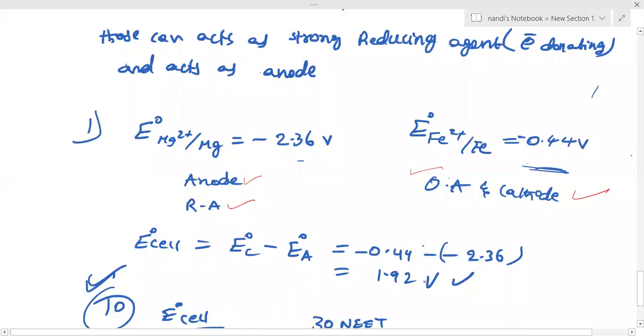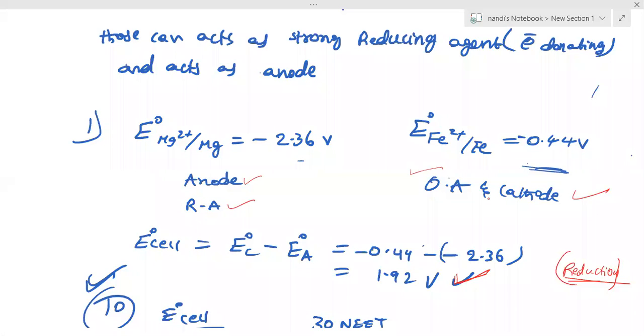How to calculate E cell, sir? E0 cell value. Both are reduction potentials, which means E0 cathode minus E0 anode. E0 cathode is minus 0.44 and E0 anode is minus 2.36. This is the value we are getting. Understood? Now take the table, and note down this one. The explanation also you can note down, otherwise you can't remember. Why we are choosing iron as cathode? Because it has a higher E0 value compared to Mg2+.